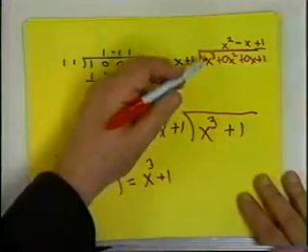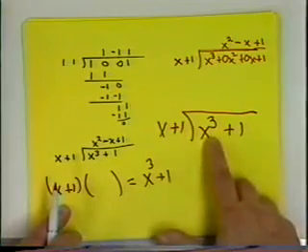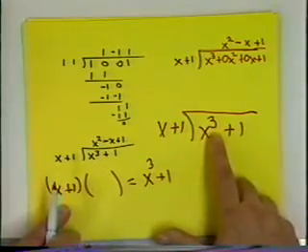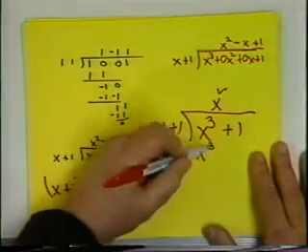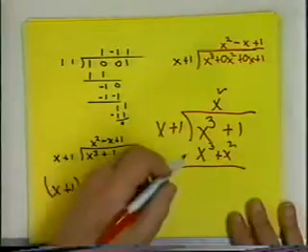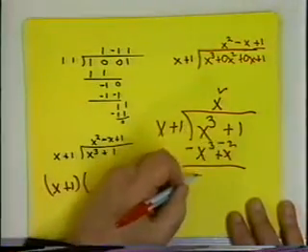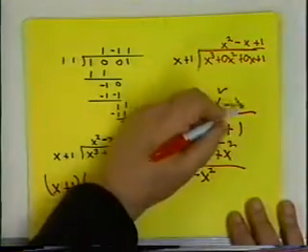See, if I do it this way, I have to be careful. I still say, x goes into x to the third, x squared times. So I'd have to put an x squared up here. Then I'd say x times x squared is x to the third. 1 times x squared is x squared. Now to subtract, I add the opposite. That gives me negative x squared. x goes into negative x squared, negative x times.